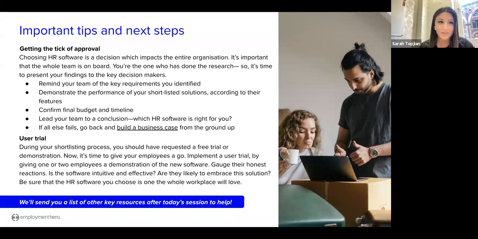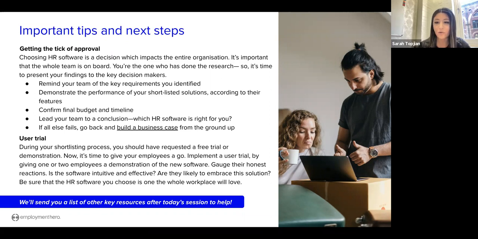But I think it's a good opportunity for us to run through a summary of important tips and next steps. So getting the tick of approval is the hardest part, I think, of getting a system in place, especially if someone doesn't see the value like you do. So make sure that you're reminding the team of what your key requirements are. Make sure that you can present your shortlisted solutions and why you're going with one solution over the other. Confirm your final budget and timeline.